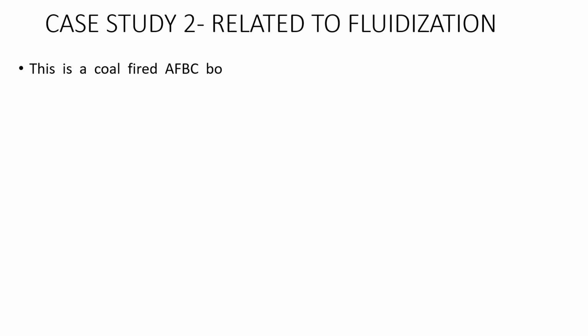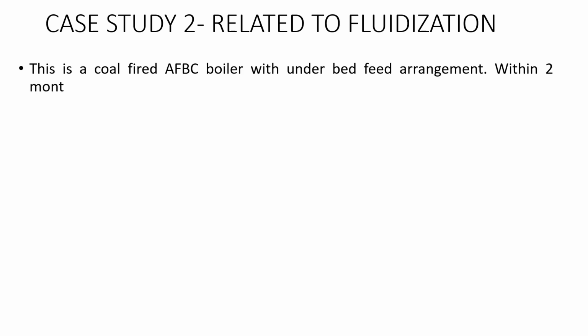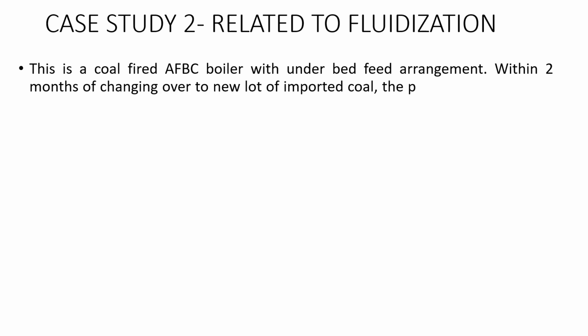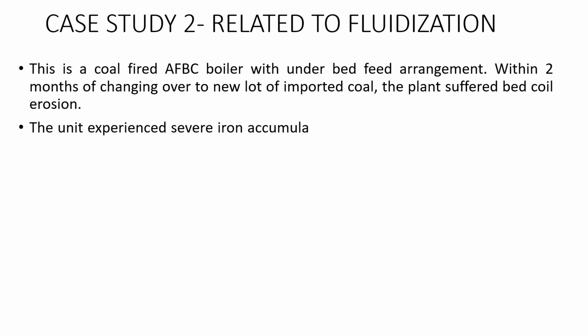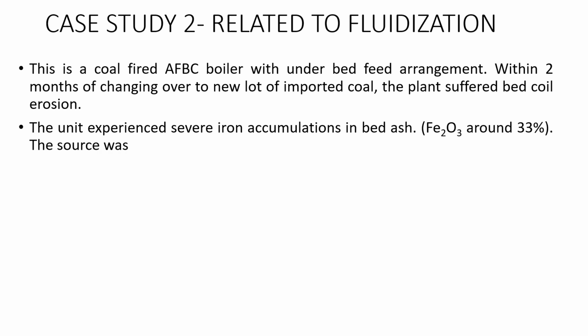Now the second case is also related to fluidization. This is a coal-fired AFBC boiler with underbed feed arrangement. Within 2 months of changing over to a new lot of imported coal, the plant suffered bed coil erosion. The unit experienced severe iron accumulation in the bed. The Fe2O3 was around 33%.